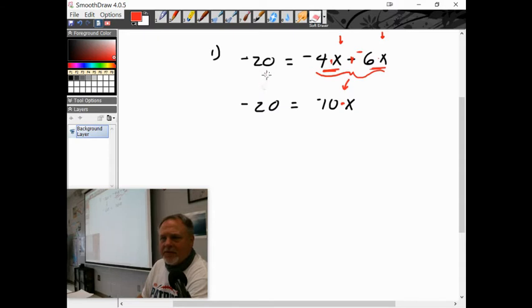I want to move that negative 10 over to the left side, and I have to know how to do it. If you're not sure, do the opposite of how it's attached to the x. If it's attached to the x with multiplication, what would the opposite of multiplication be? Division, yeah.